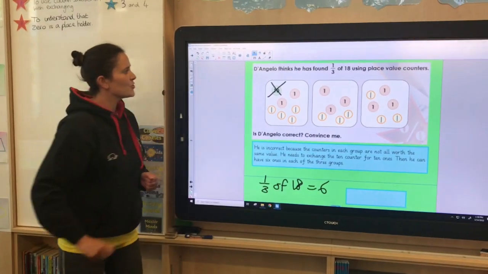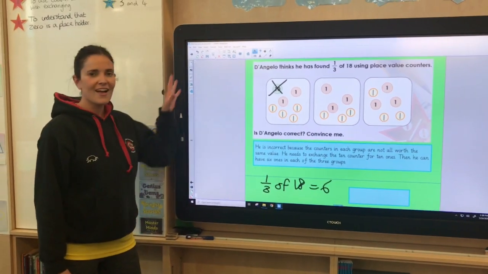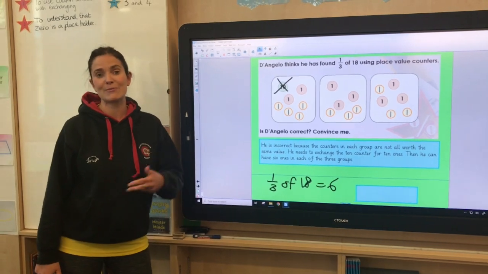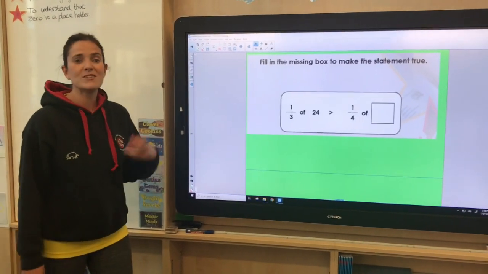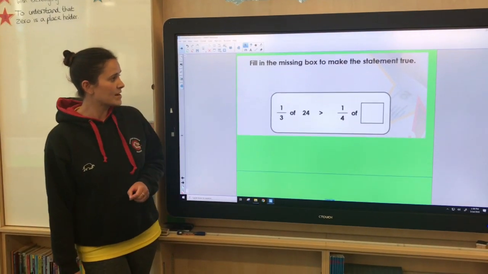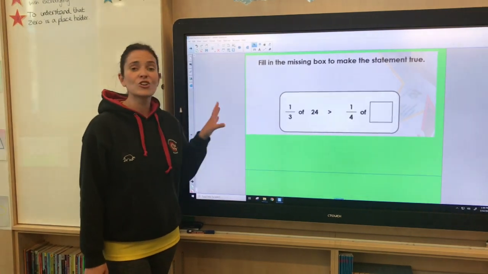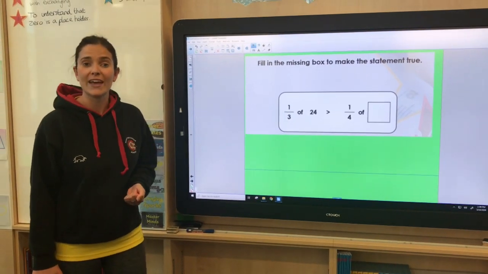Now there are a few of that type of question for you to have a go at on your worksheet, and hopefully that example has helped you to be able to solve those questions by yourself. We're going to move on now to another type of question to do with fractions of amounts, and that's this one here. This can look quite daunting when you first see it in front of you.